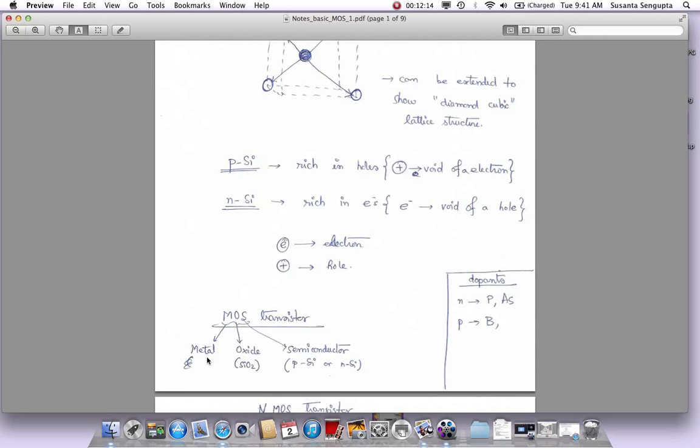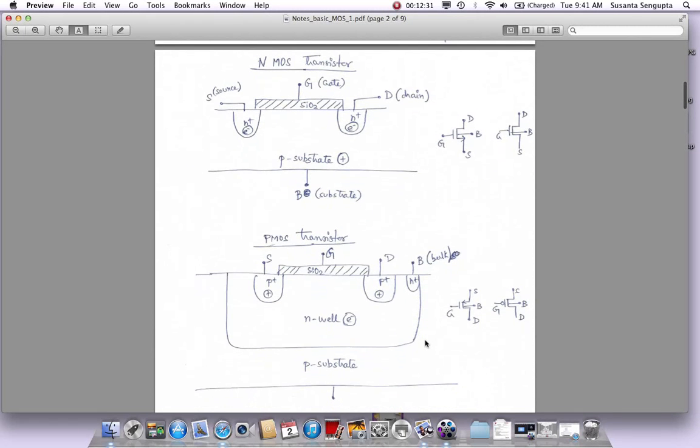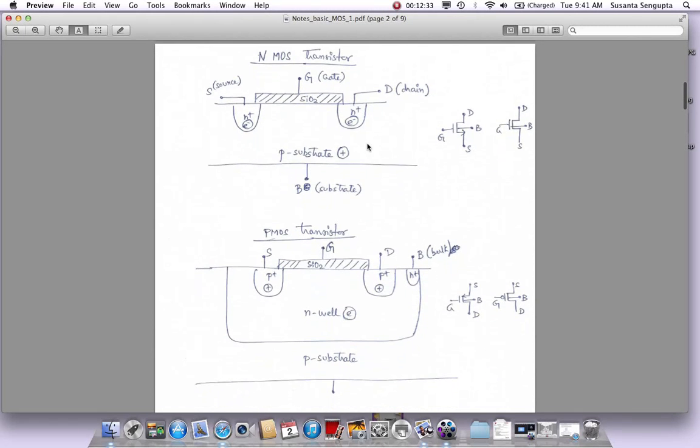MOS stands for M for metal, O for oxide. In this case specifically silicon dioxide is the oxide, and S is the semiconductor, which is either a P-type or an N-type semiconductor. That's how the name MOS comes in, metal oxide semiconductor. We're going to look at 2 different kinds of MOS transistors. One which is more of an N-type, that's why it's called NMOS transistor. One which is a P-type, which is PMOS. So we'll look at PMOS later, but let's look at NMOS.